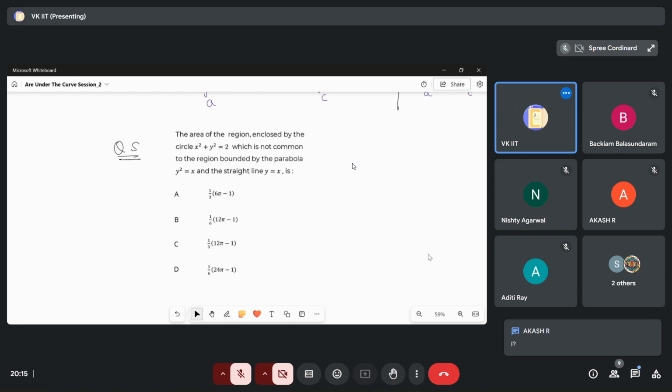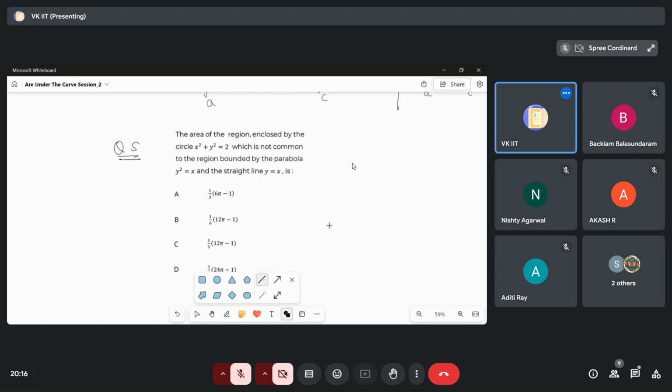A option. Just a second. A option is not correct. Check it one more time. You are very close. B is the correct answer. B is the correct answer. So for this question, I'll just give you the diagram. You can draw this easily.